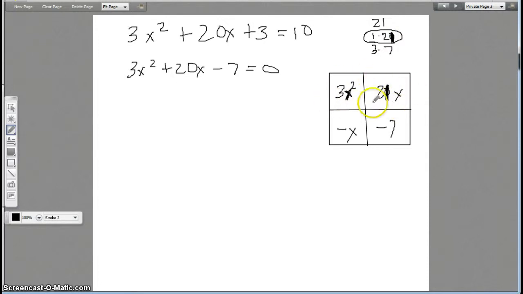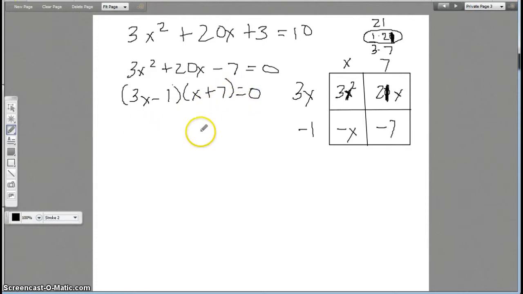So our greatest common factor in this first row is 3x. Our greatest common factor in the second row is negative 1. The greatest common factor in our first column is x. The greatest common factor in our second column is 7. Okay, let's try this again. The way we would factor this is 3x minus 1 times x plus 7, and that equals 0.